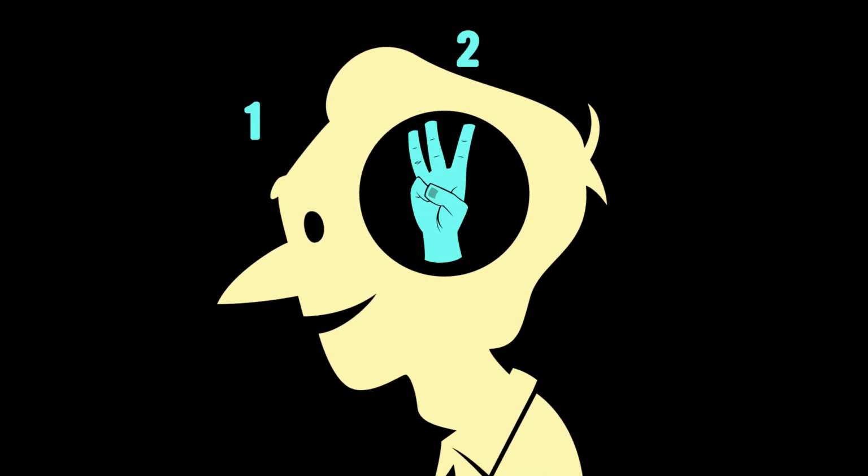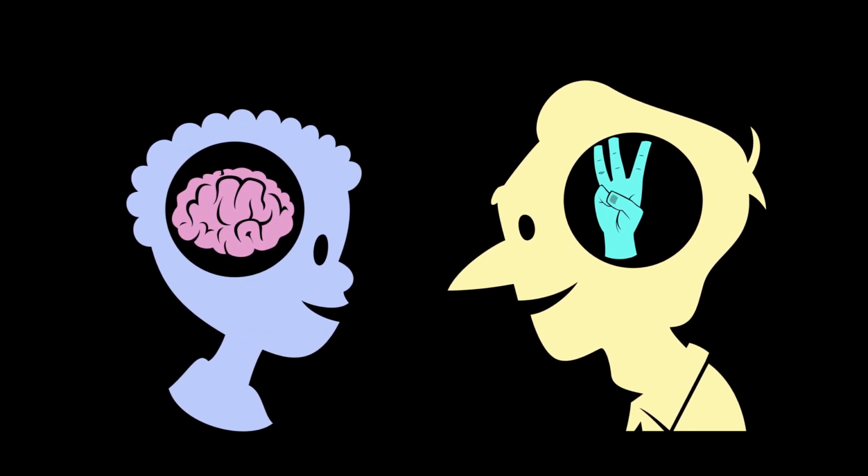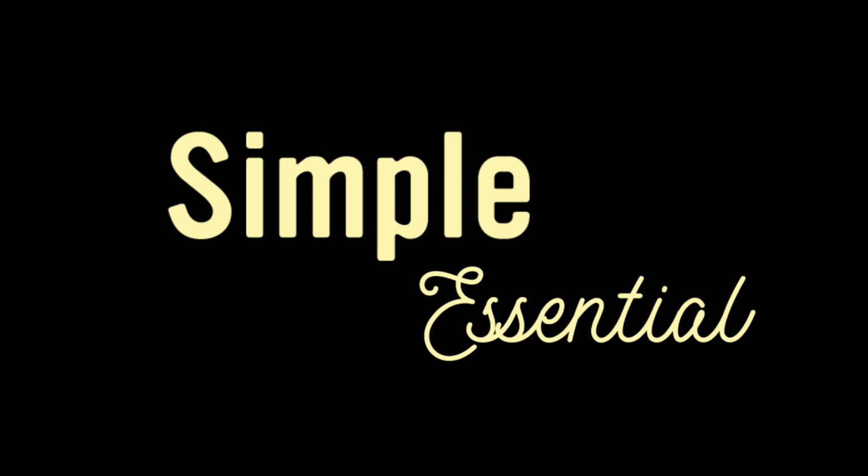That's right. You're going to count in your head to at least 3 before calling on a student or making your next statement. Now you've mastered this simple but essential classroom discussion technique.